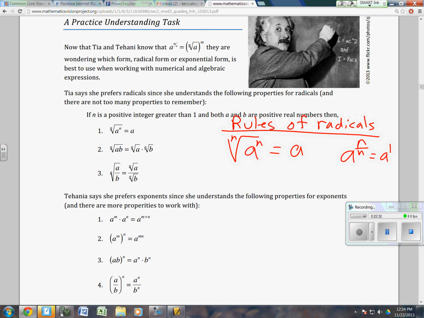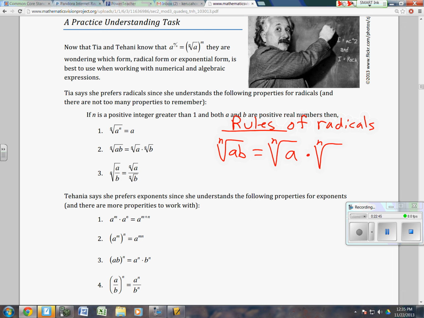Okay, the next rule states this right here, that if you have the nth root of a times b, that's equal to the nth root of a times the nth root of b. I want you to put that into English words and discuss that in your group. Put it into English. I'm going to call on a group to give me that answer. Okay, Justine's group's going to give us. Can everybody listen to Justine, please?